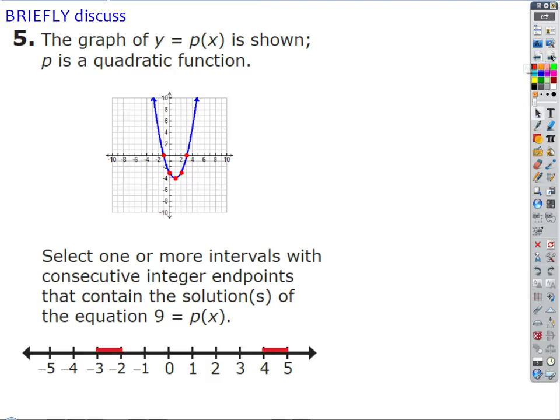What about this? So this time, you got to read this one. It's an easy question, but it looks hard until you read it and think about it for a second. It's really not bad. So the graph of y equals p of x is shown. P is a quadratic function, okay? Select 1 or more intervals with consecutive integer endpoints. So you got to be able to think about that and interpret what they're asking there.